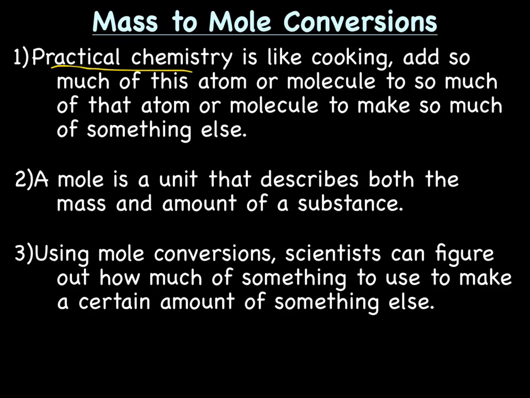Same idea. We have this thing called the mole, and it's a really handy-dandy unit because it tells us both the mass of something and the amount of something. We know the amount of a mole is 6.022 times 10 to the 23rd, and we know the mass of 1 mole of a single type of atom is the same as the average atomic mass, except with the unit grams. And from there, we could also figure out the mass of 1 mole of a molecular compound. So using mole conversions, honestly, scientists really do use them. Scientists can figure out how much of something to use to make a certain amount of something else. So believe it or not, mole conversions are actually quite handy.